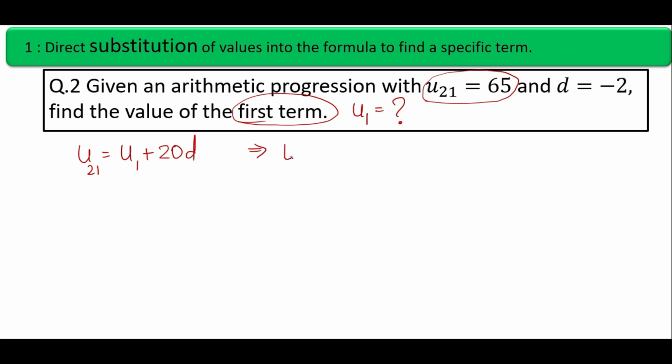So I'll write U1 plus 20D is equal to 65, because they have already told us in the question that the 21st term is 65. The common difference is -2. So you want to find U1, you have the value for D. So just replace the values into the equation and solve for U1.